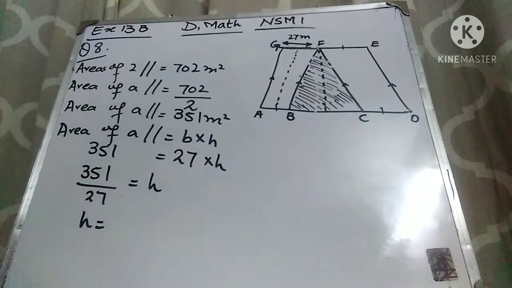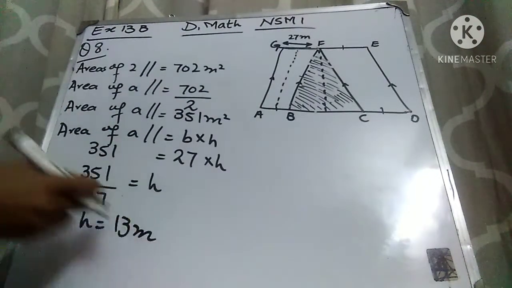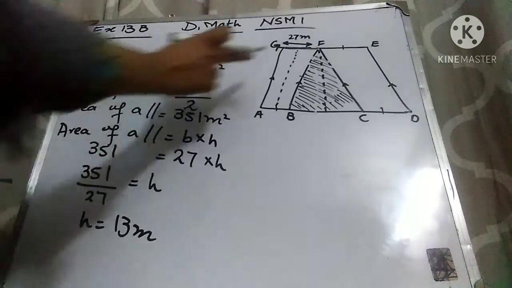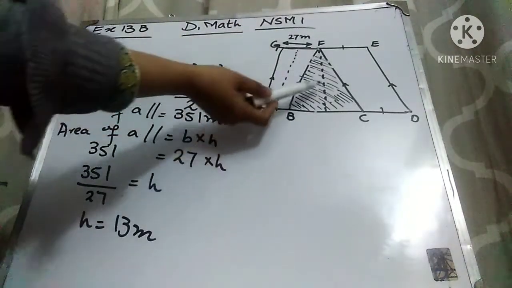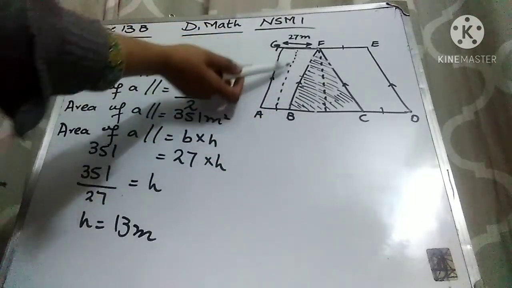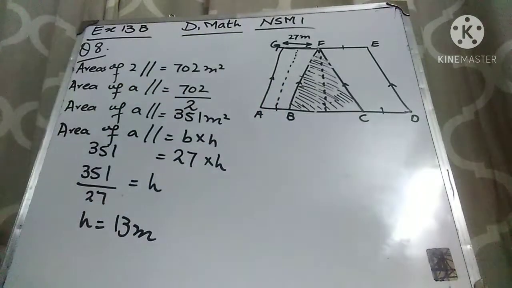So height will be equal to 351 divided by 27, which will be equal to 13. So 13 meter, meter is the unit of the height. 13 meter is the height of this parallelogram. Students, remember that height will be equal because there is the same distance between these two lines. So if this is 13, this is also 13. So we have found the height of this triangle.